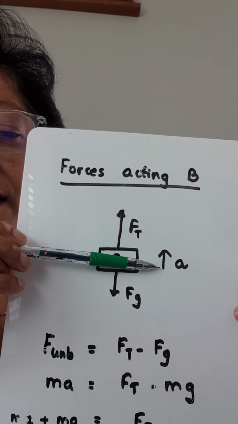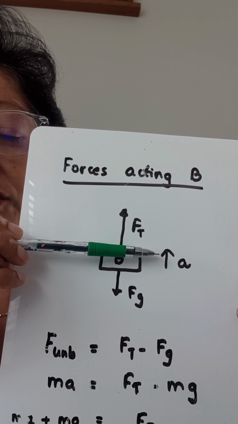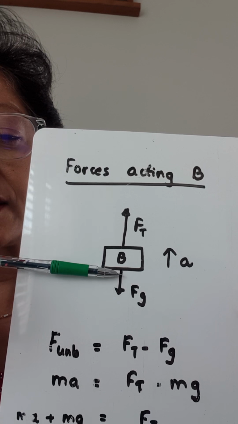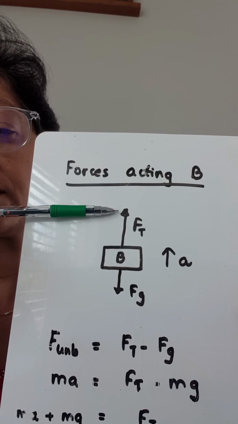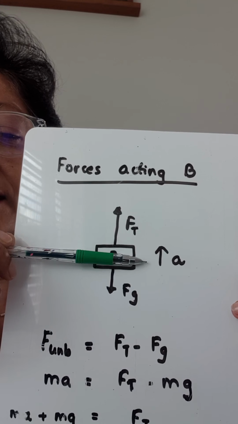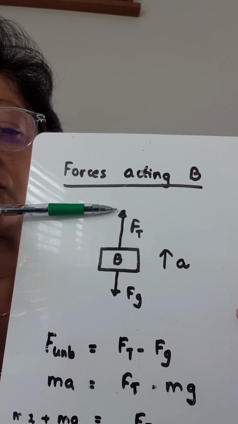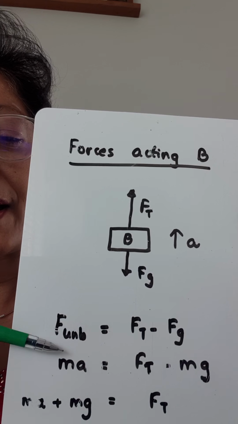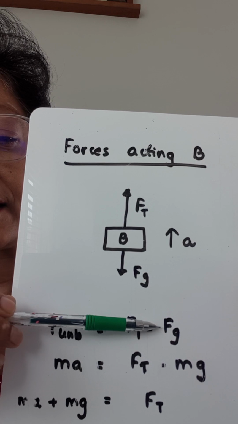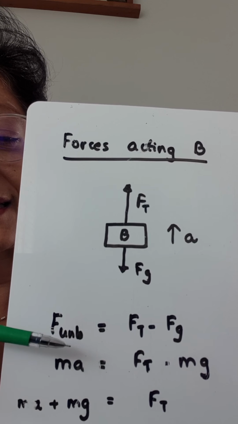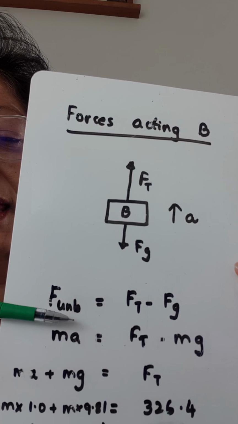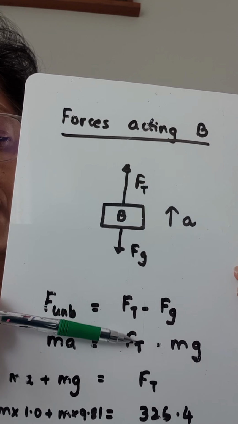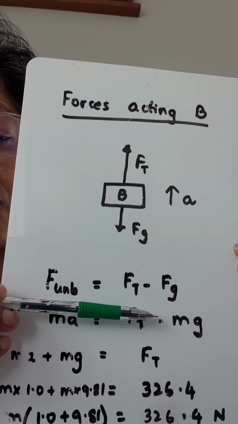Because it's accelerating upwards, the forces are again not the same, and the only two forces acting on it are the force of gravity downwards and your tension force acting upwards. But because it's accelerating upwards, your tension force is going to be larger than your gravity force. So your unbalanced force is Ft minus Fg, and looking at it exactly like how we did for block A, the unbalanced force is Ma, which is Ft, which is your larger force now, minus mg.